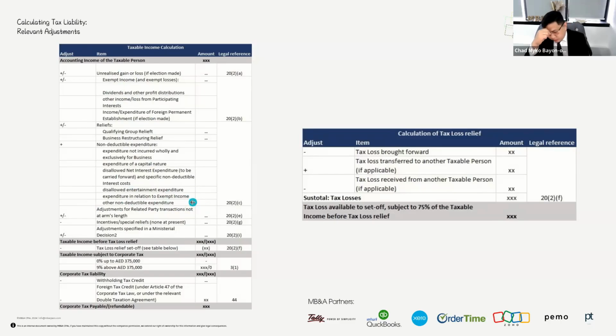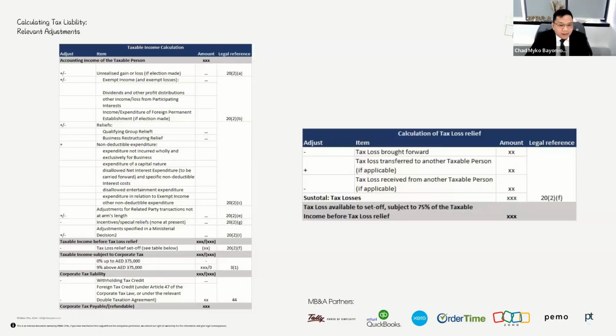So question, we have a question actually. What if our expenditures do not have the supporting documents? Would that be considered as deductible expenses? In general, corporate tax is actually a self-assessment filing. So it's up to you. But again, if ever there will be an audit that will be conducted, if you cannot provide the proof, then that will be considered as non-deductible expenses.